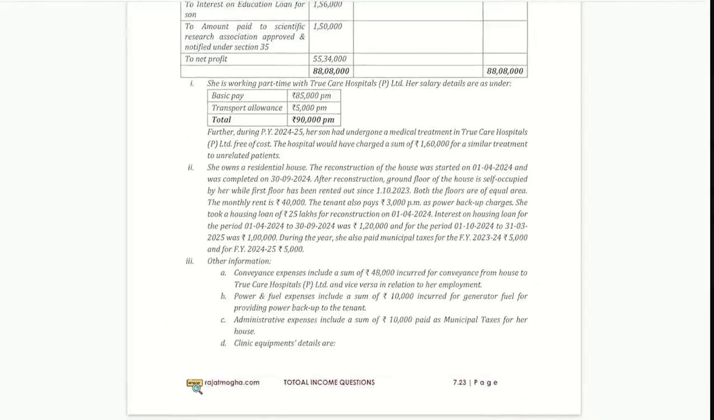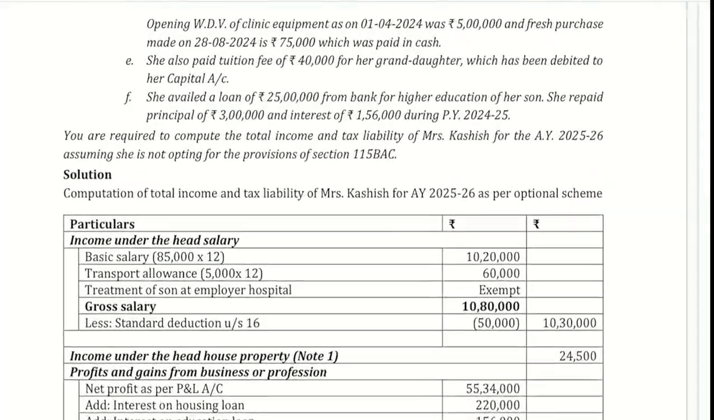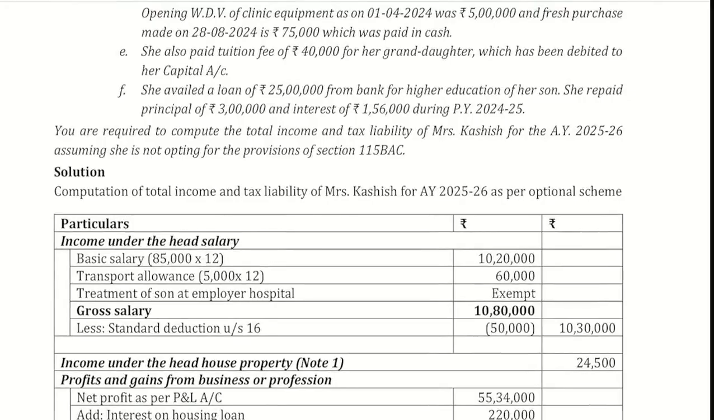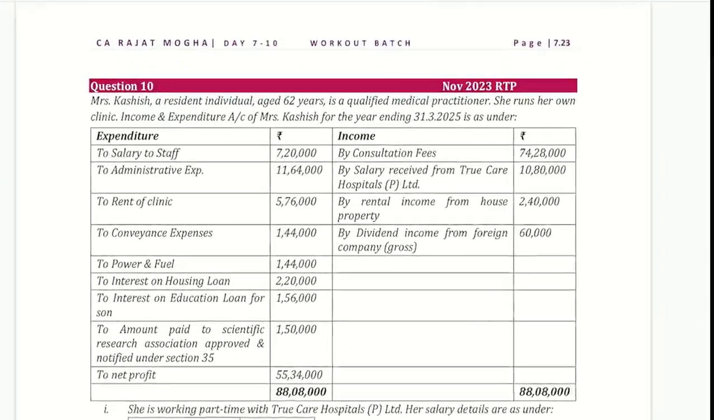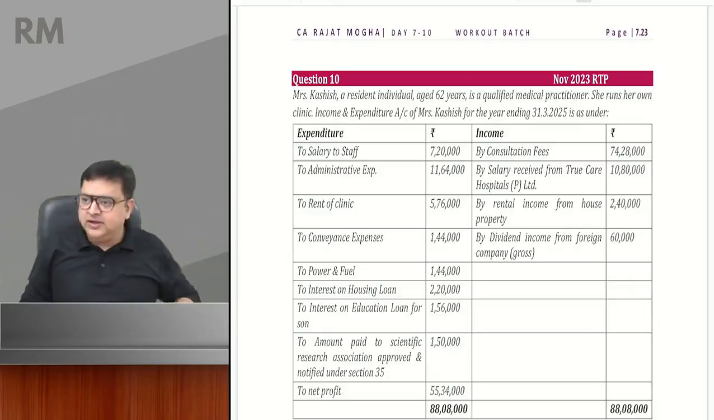Let us see, I believe the total income would be required. You are required to compute the total income, okay, and the tax liability of Kashish for this year, assuming she is not opting for the provision of 115BAC, okay. So again, we have to compute the total income and the tax liability as per the optional regime. If there is any difference in the default, I will also tell you if there would be any difference in default also.